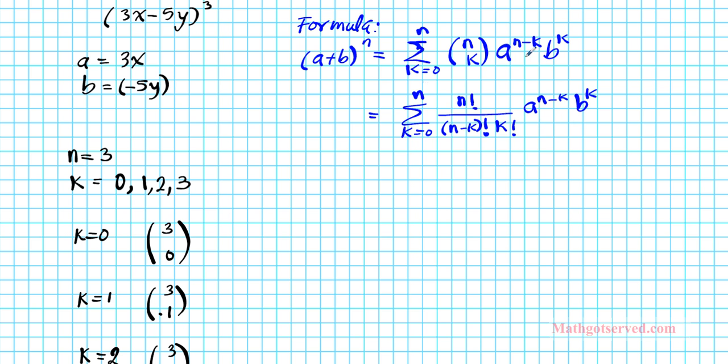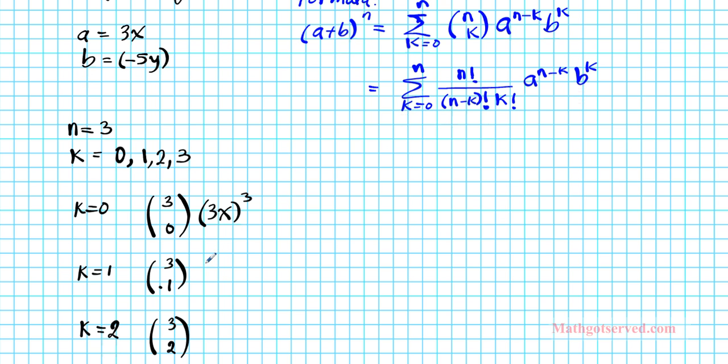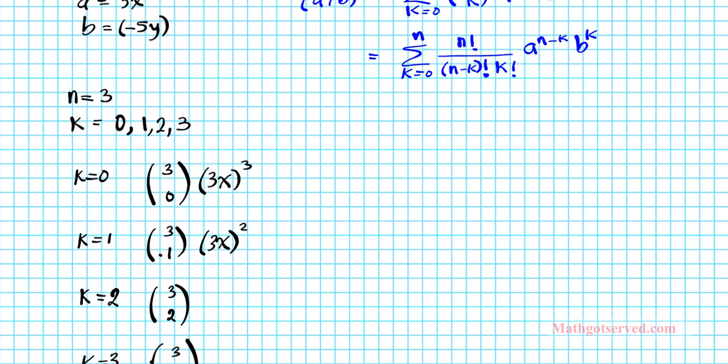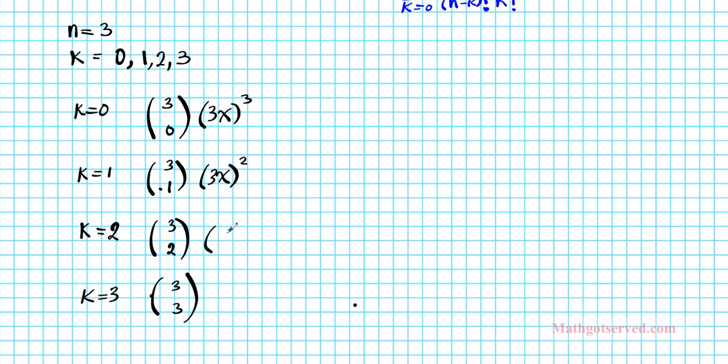So we are going to do a to the n minus k, so a is 3x, and we'll do 3x raised to the n minus k. 3 minus 0 is just 3. And then for the next one, we're going to have 3x raised to the 3 minus 1, which is 2. And then for the next term, you see a pattern here? It's descending, right? 3x to the 3, 2, what do you think this is? 1. And then this one, 3x to the 0. This pattern always happens when you're using the binomial theorem.